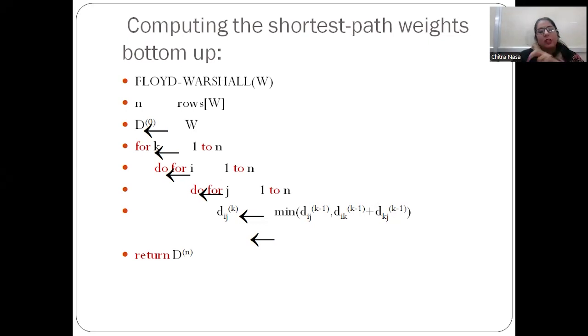Right. Now what is Dij of k? It is the distance from I to J via k. What will that be? It will be considered as the minimum of whether the initial path from I to J is the shortest one, or the path via intermediate vertex k is the minimum one.